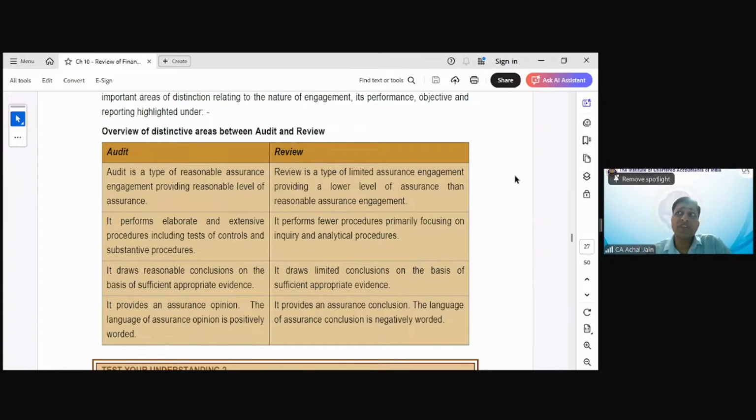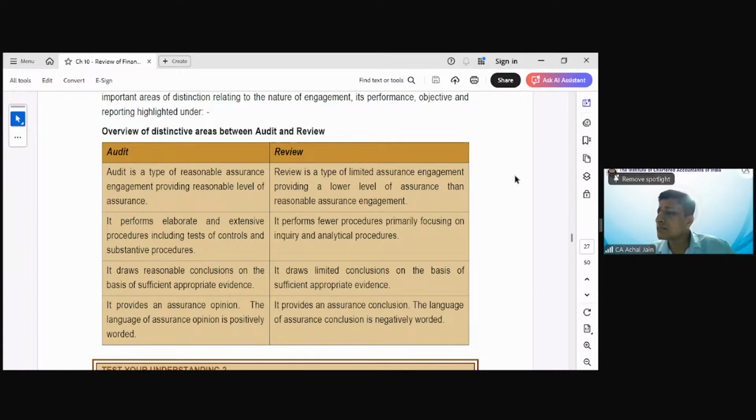But yes, of course, some of the things like the IFC report, CARO report, the section that you have on other legal requirements, other information which goes along with the financial statements, some of those sections in the audit report, you will not have in case of review.